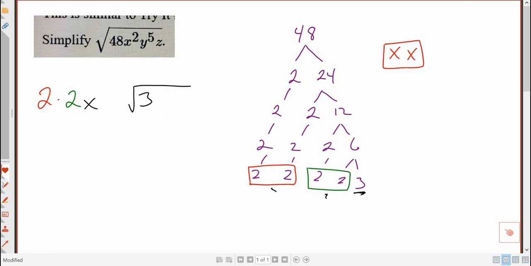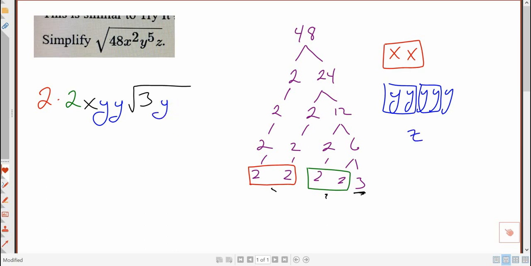Then we have the y's. Now there's 5 of those. If I wrote them out, you'd see that there's 1 that goes out here, and there's another pair where one of the inmates can escape, and then there's still 1 left on the inside. And then the z, well, there's just 1 to start with, so he's got to stay on the inside.